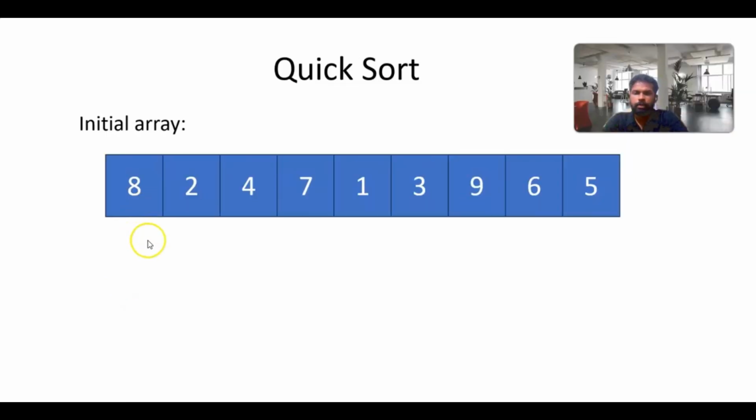So let's visualize the quicksort function. Here we have an unsorted array. First thing we have to do is select a pivot. To select the pivot, we can select the pivot at the beginning of our array, or in the middle, or at the end of our array. In this case, we'll choose the rightmost element of the array as the pivot.